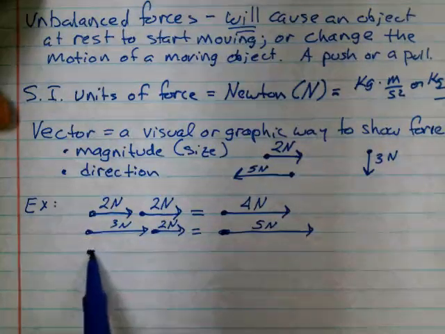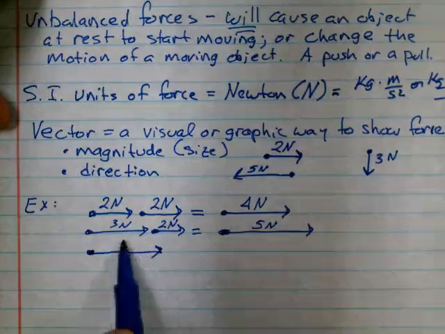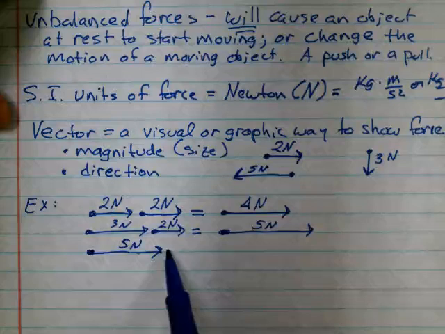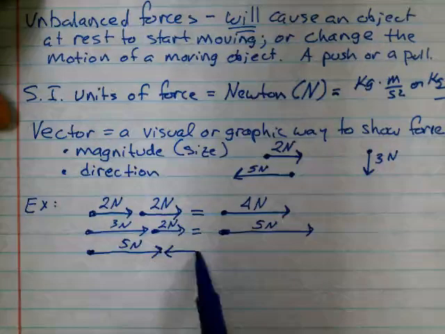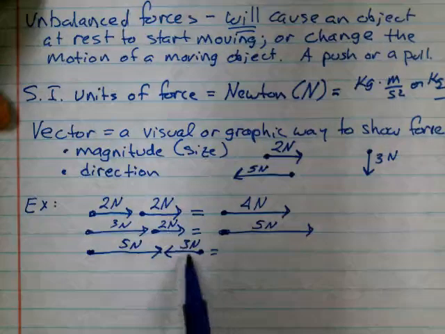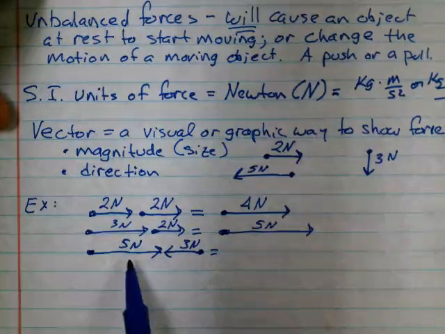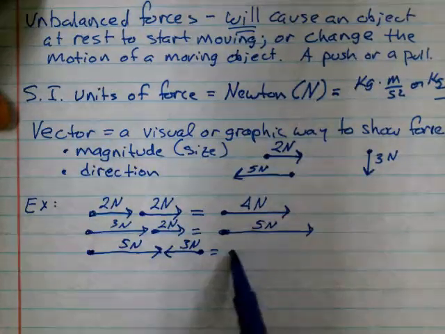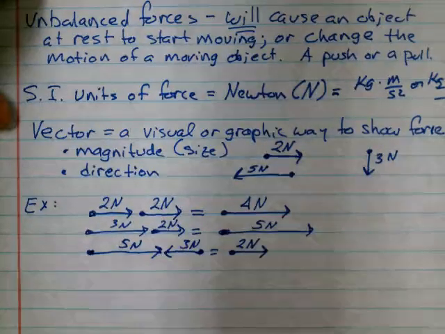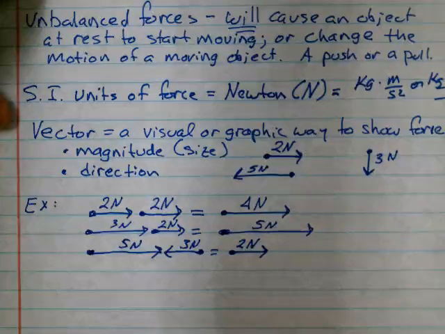But if you have force vectors that are going opposite directions, so here's a 5 Newton force to the right, and I have a 3 Newton force to the left, what happens is you subtract the little one from the big one, and the resultant force vector would be 2 newtons to the right. I'll do a demo in class that will help make this a little bit clearer.